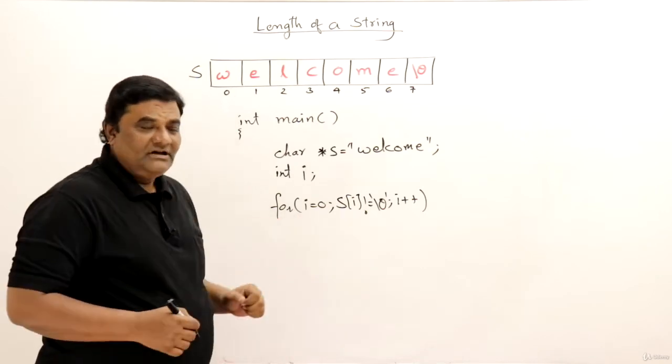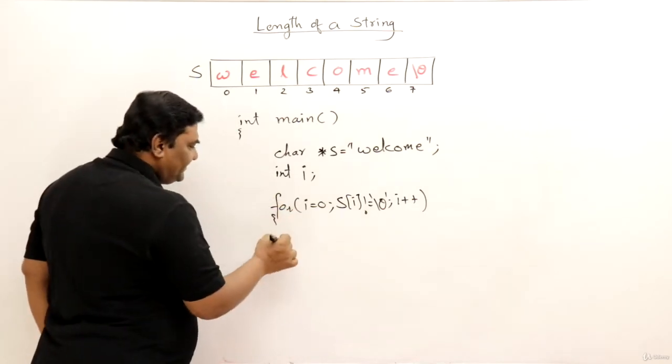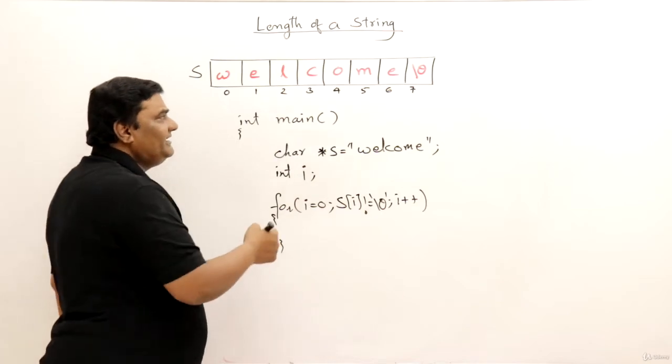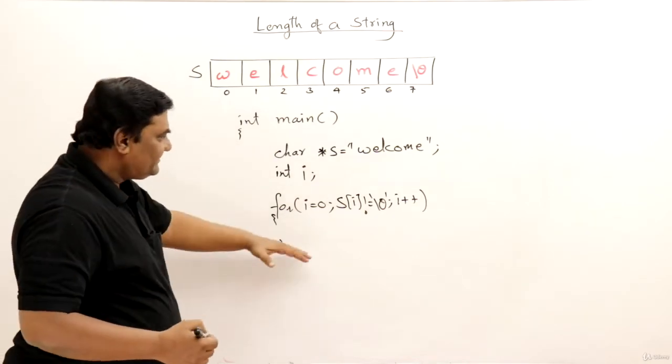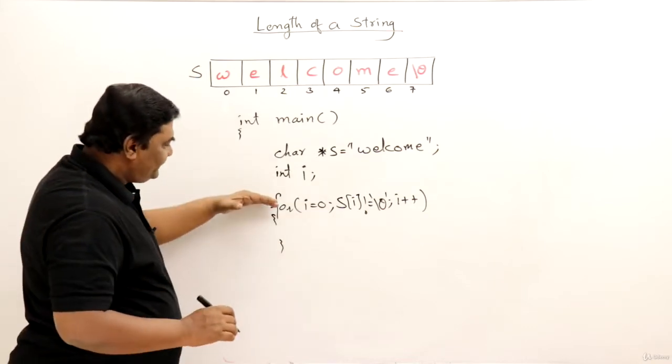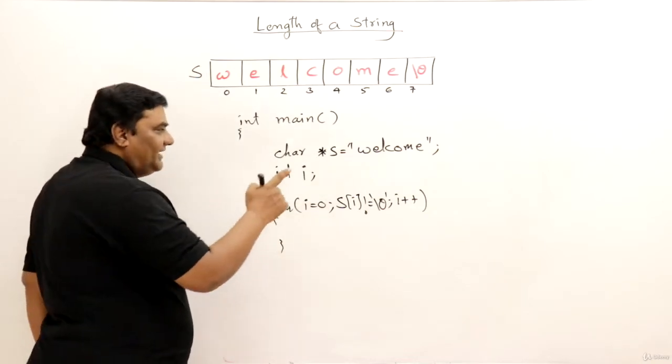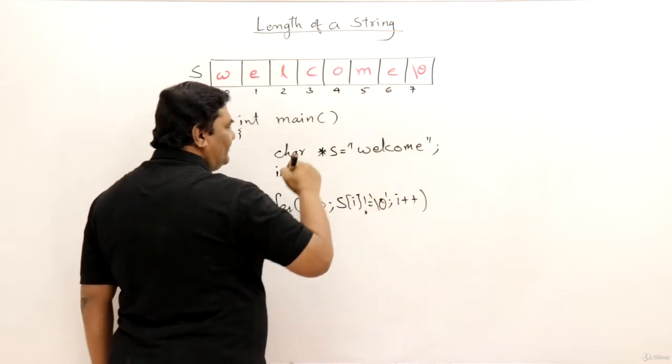So this is the for loop. Now what do I have to do in this one? I don't have to do anything. It is empty because I am just finding the length. So it has to remain empty only. Once we come out of this for loop, the value of i will show the length of the string.